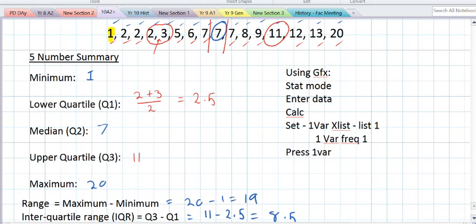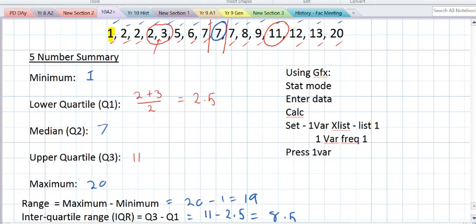Did you press set? Press exit, then press F6. Alright, now press set.